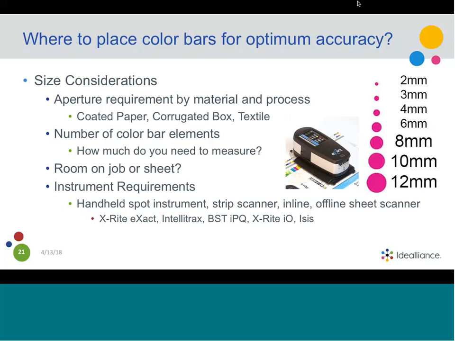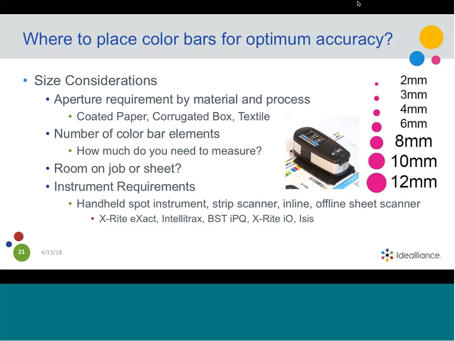So I want to talk about a couple things here, and first being the aperture required, and the aperture is how much area that we look at by the material and the process. You may have different needs for measuring a different size area based upon whether your work is on coated paper, corrugated box, film, or textile. If you look at the pictures on the screen, I have various sizes of apertures depicted there, from 2 millimeter up to 12 millimeter, which give you an idea about how large the patch would need to be in comparison, depending on what you're going to measure.